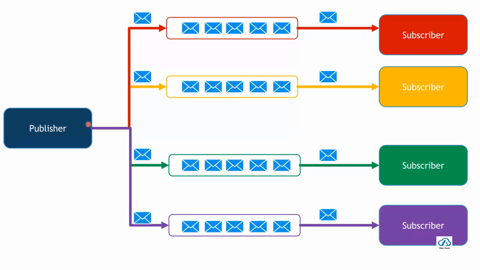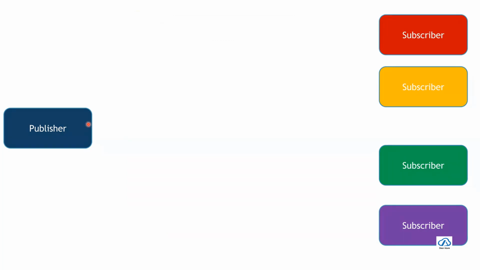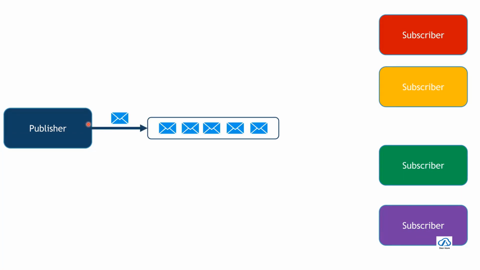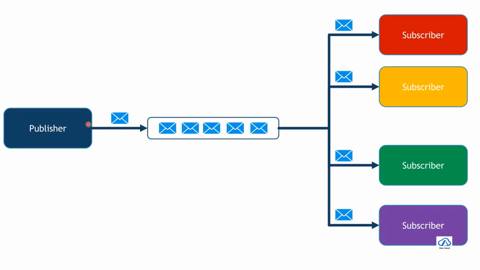So as you can see, it might work well for a small number of subscribers, but if you are planning to have thousands or millions of subscribers, that won't be possible. And this pattern exactly resolves this challenge. So instead of having one queue dedicated to every subscriber, we are going to have just one queue. The publisher is going to send the message to one queue, and then this queue is going to broadcast the messages or events to all subscribers.